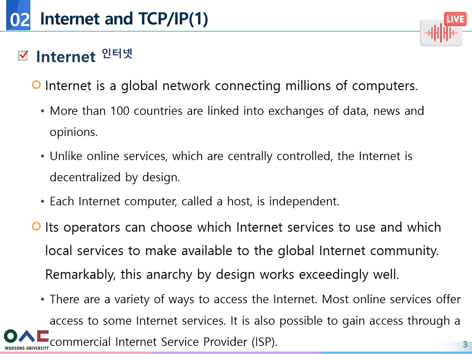Internet. Internet is a global network connecting millions of computers. More than 100 countries are linked into exchanges of data, news, and opinions. Unlike online services, which are centrally controlled, the Internet is decentralized by design. Each Internet computer, called a host, is independent. Its operators can choose which Internet services to use and which local services to make available to the global Internet community. Remarkably, this anarchy by design works exceedingly well.